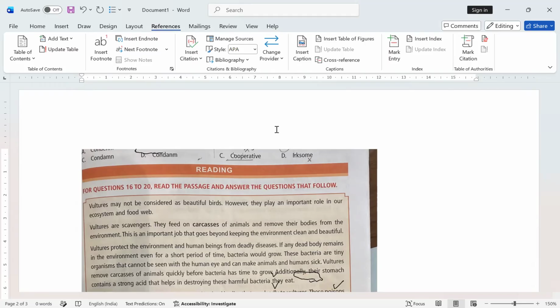Yes or no? I don't think so. I know about the scavengers. Okay, now I'll give you an example, and you will never forget. Okay?